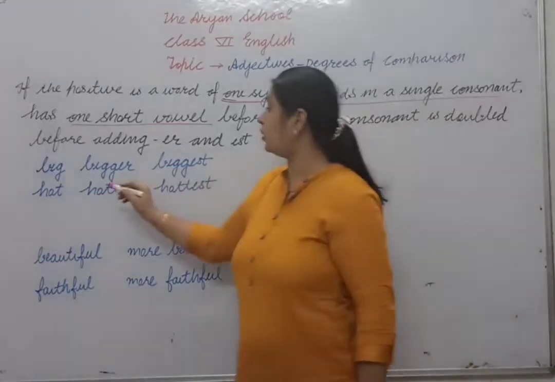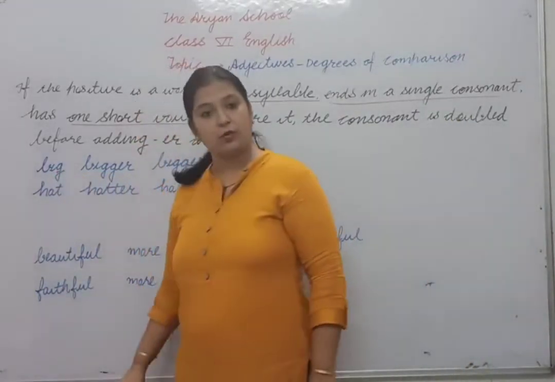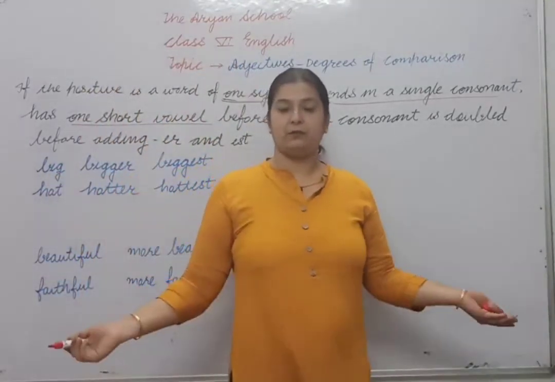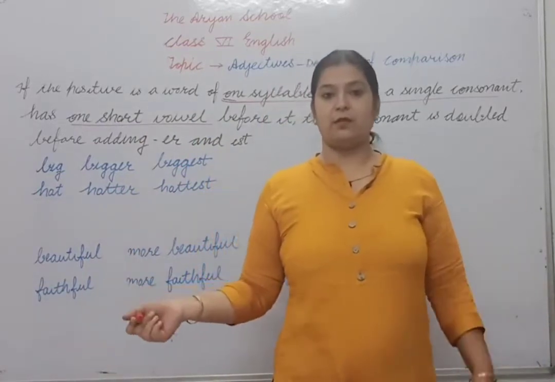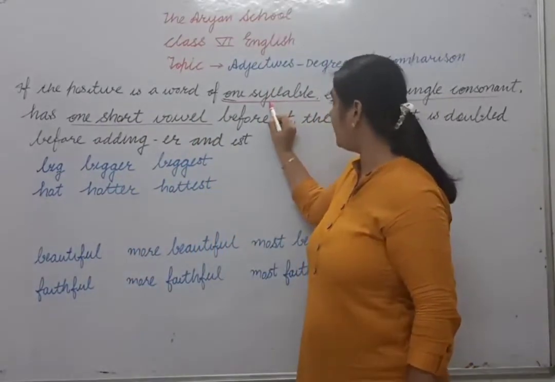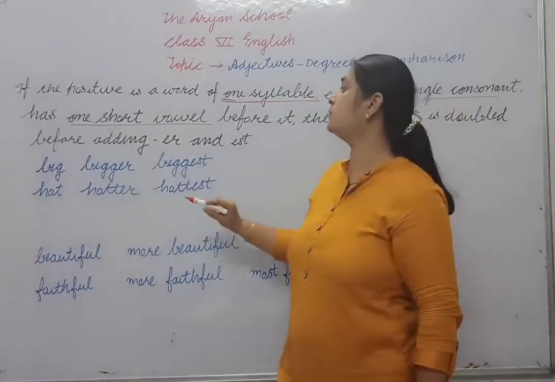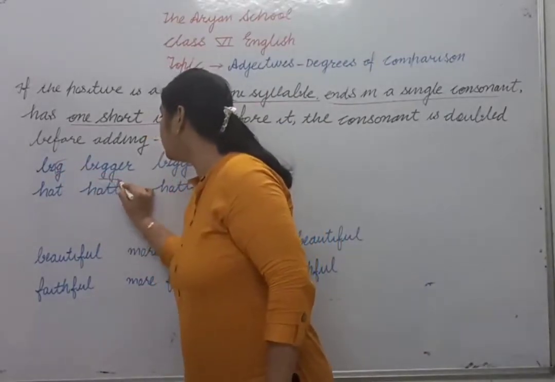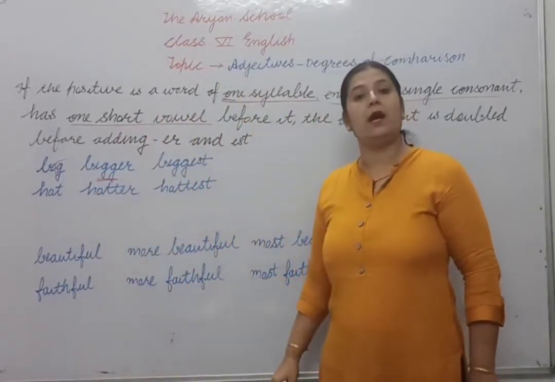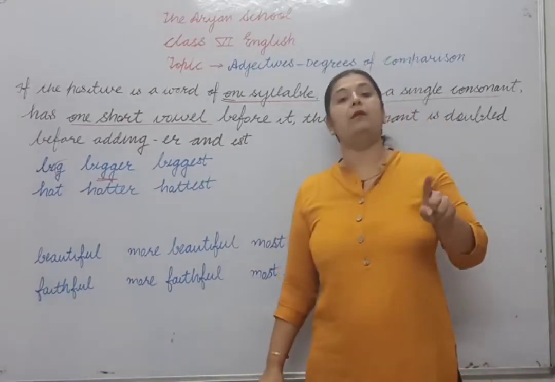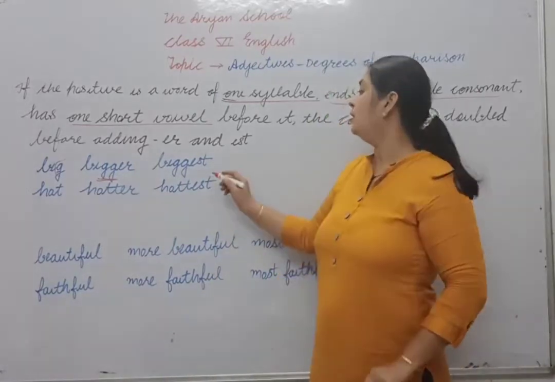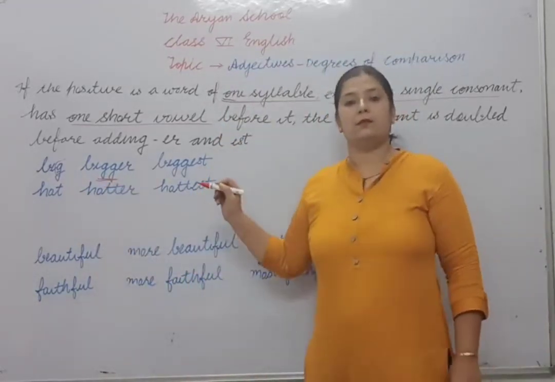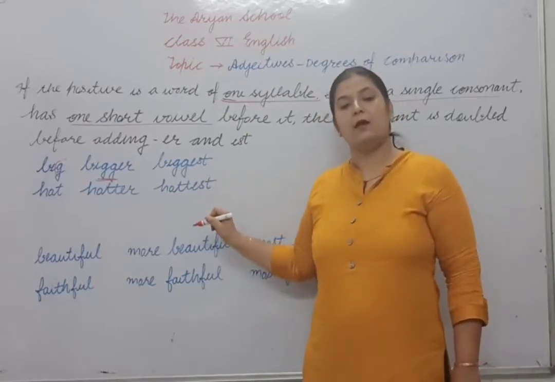And it ends with a consonant. You can see here it ends with the G consonant and has a short vowel sound. Big, big. Right? So three things are there. When one syllable ends in a single consonant and one short vowel, then the consonant will be doubled before adding ER or EST. Big, bigger, biggest, double GER, double GEST. In the same way, hot, hotter, hottest, thin, thinner, thinnest.